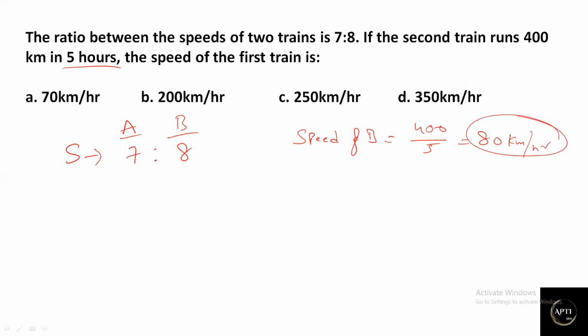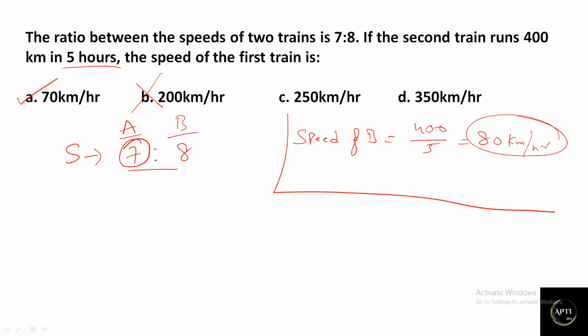Now, without calculating the speed of B, let's see how we can eliminate options. What we need to find is the speed of the first train. The speed of the first train is 7 parts in the ratio, right? Whatever the speed of A may be, for sure the answer will be a multiple of 7. Now which options are multiples of 7? Option A is a multiple of 7, 7 times 10 is 70, and 200 is not exactly divisible by 7. So option B cannot be my option.